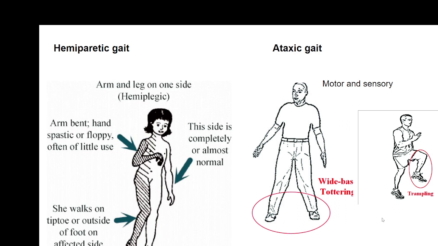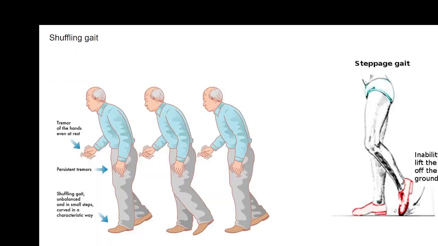See, during walking, usually we will raise the foot to a certain extent, but in persons who have a sensory ataxia, the foot which is raised would be quite high, and it looks like the person is trampling, like a jumping action would be seen, not the normal gait as such. That's the ataxic gait. Then there is a shuffling gait.